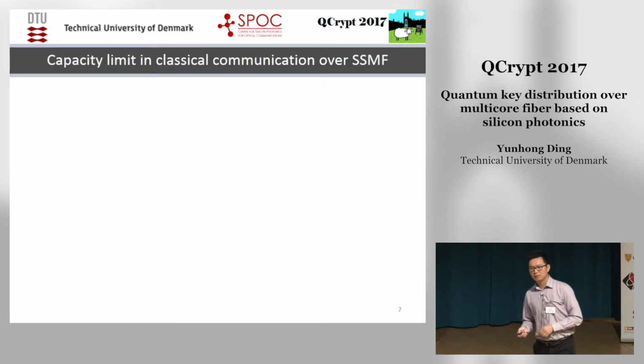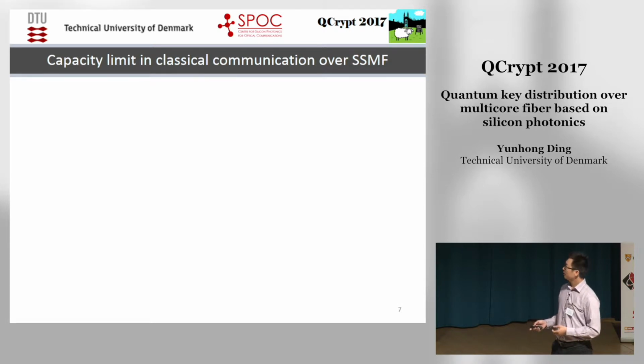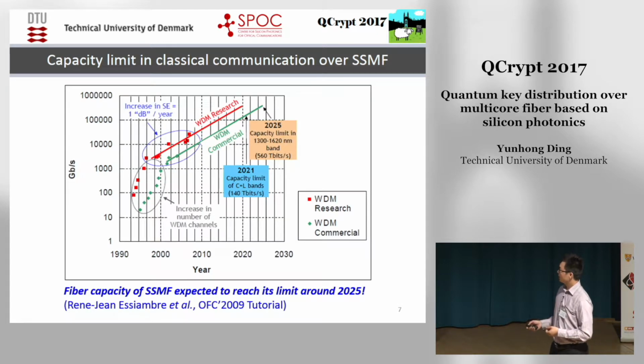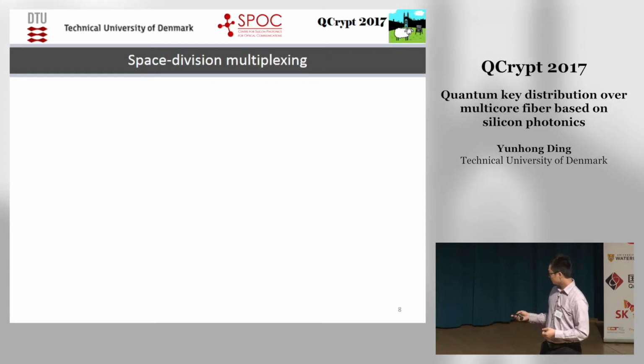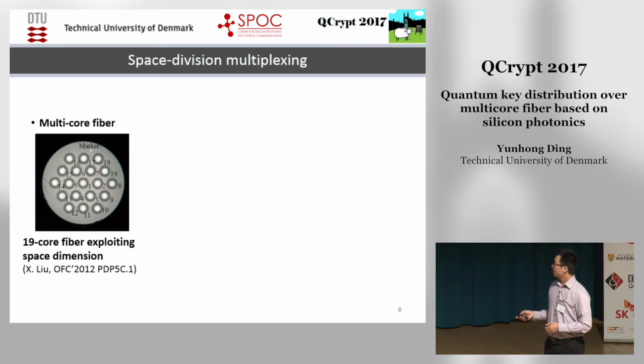Regarding space division multiplexing, in the classical communication community, we are really considering the communication capacity limit over a single fiber. As you see here is the current state-of-the-art communication capacity over a single standard single-mode fiber. Using WDM and advanced modulation technology, the capacity has increased dramatically, and we expect that in 2025 we will actually reach the capacity limit of the standard single-mode fiber.